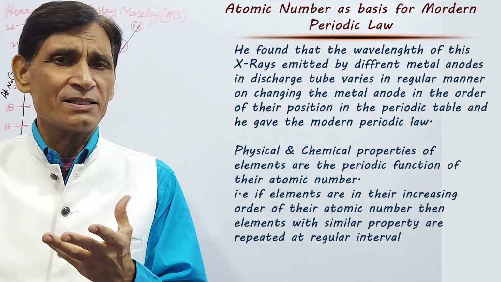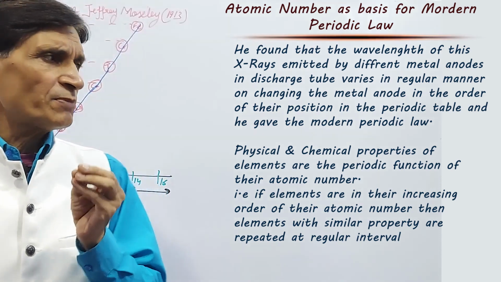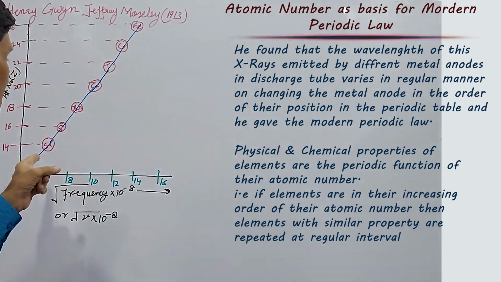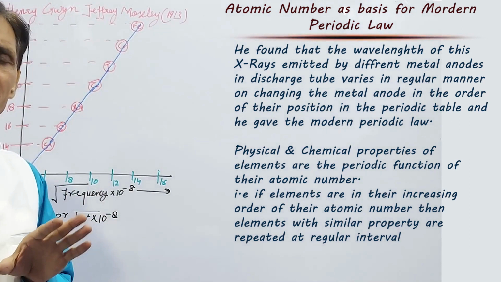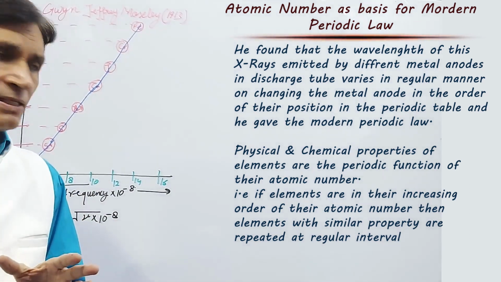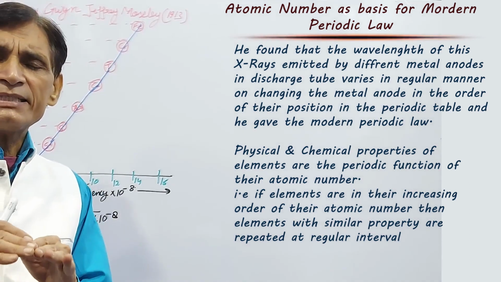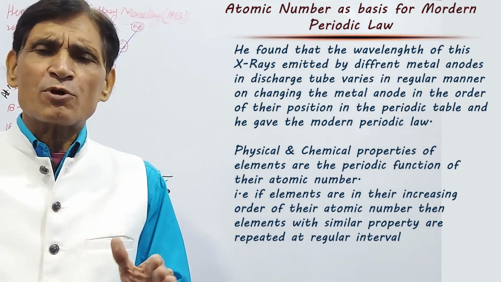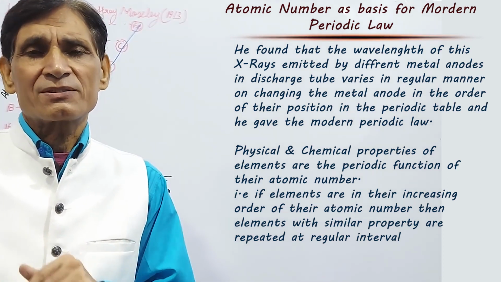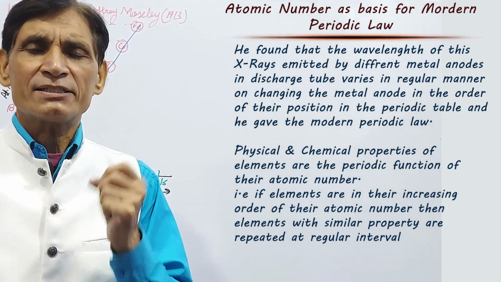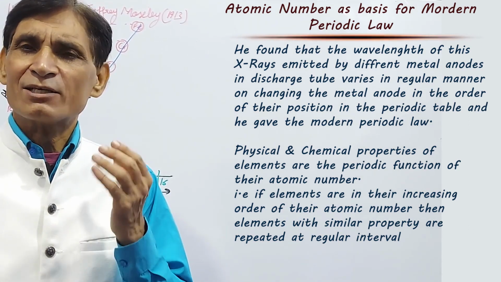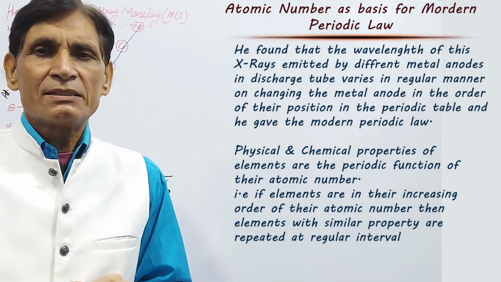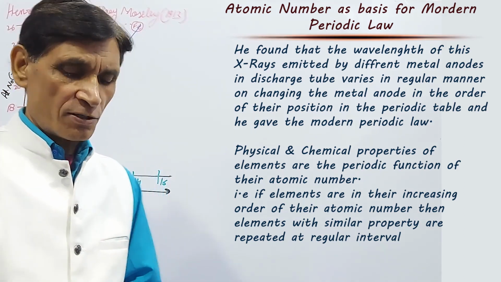What is modern periodic law? Physical and chemical properties of elements are the periodic function of their atomic number. That is, if elements are arranged in the increasing order of their atomic number, then elements with similar properties are repeated at regular intervals. This is about modern periodic law.